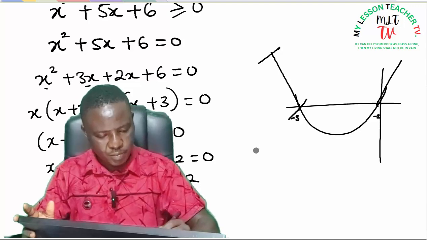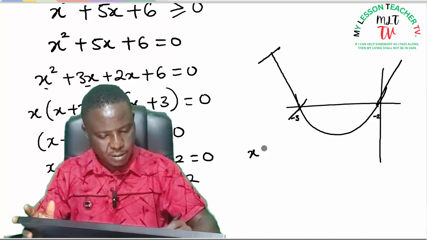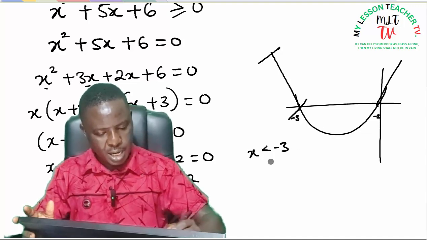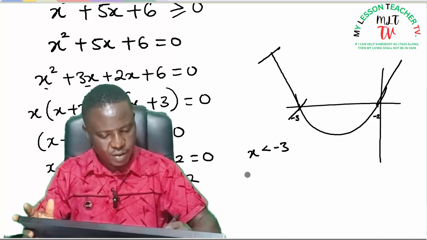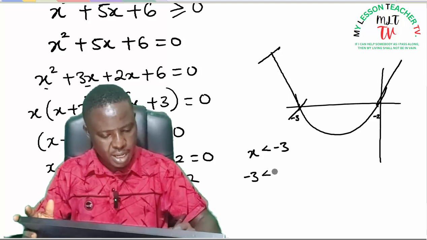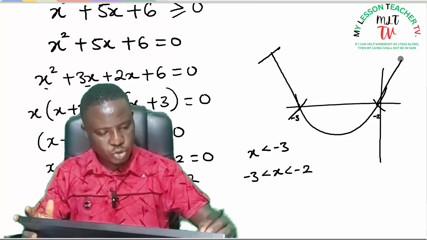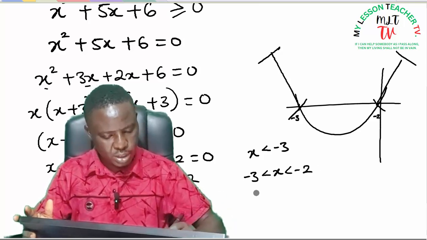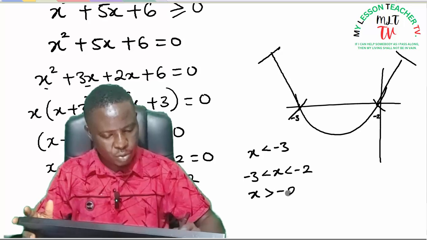One is the region where x is less than minus 3, and the second region is where we have minus 3 less than x and x less than minus 2, and the third region, which is from here to infinity, is where x is greater than minus 2.